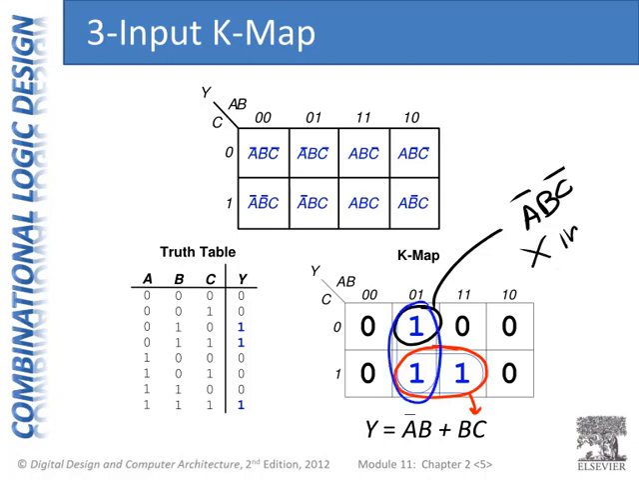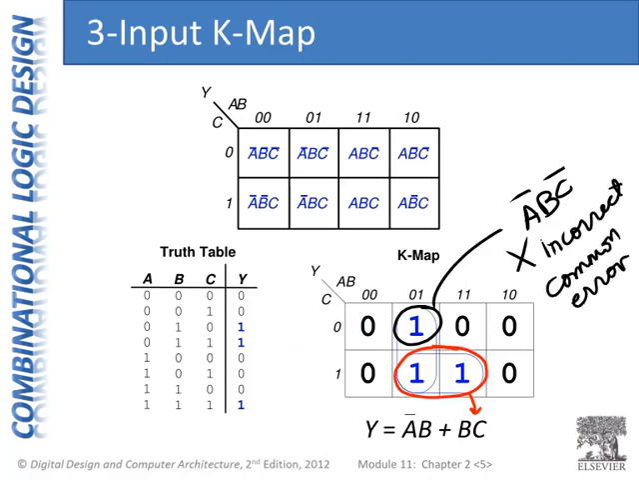This is incorrect. The correct way to do this is to make the circle as big as possible to reduce the number of terms, to use combining. And now I can get rid of that C term and just make it A bar and B. Because both complement and true forms of C are in that blue circle, C does not need to be in my implicant, in my product term. Again, this is a common error. This is incorrect. Remember to make your circles as big as possible.